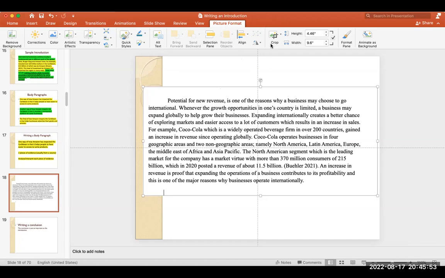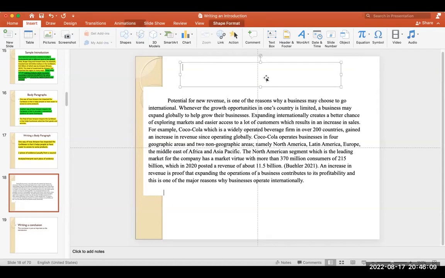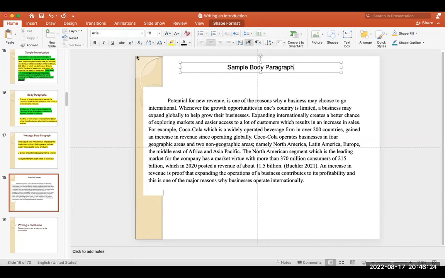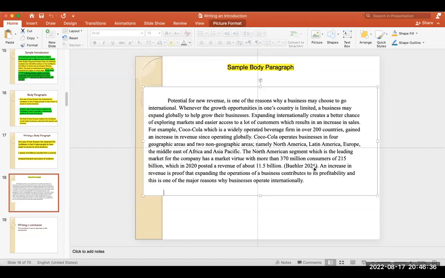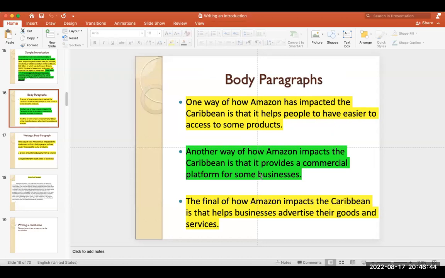Probably I need to put back the title. Let's go back to the text box and add a sample body paragraph. So this is an example of a body paragraph. Save. I'm going to upload this. Very, very important that you understand how to write a body paragraph. So in other words, this is what you're going to convert. When we were here, you're going to convert each of these into an actual body paragraph. Do we understand that?